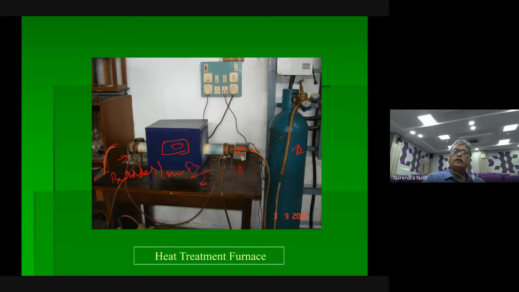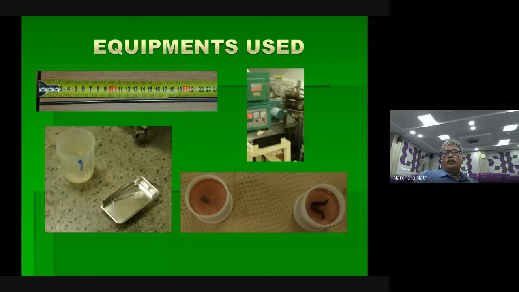Suppose we set 80 bubbles per minute, the flow rate is constant. If later after 1 hour the bubble rate comes down, there may be leakage here and there. Then we increase the flow rate to maintain those bubbles. So this is the furnace we used for all high temperature and low temperature treatments. And this is the equipment we used for further studies.